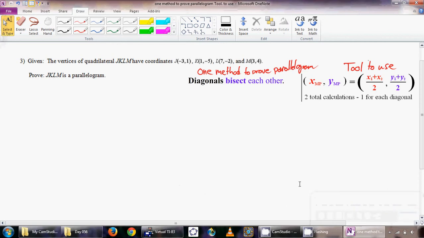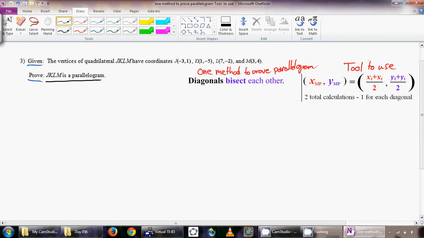Alrighty, problem number 3. It says given. Sounds like a proof. Once I hear given and proof, that's what I'm thinking. Alright, given the vertices of quadrilateral JKLM with those coordinates, they want us to prove this is a parallelogram.